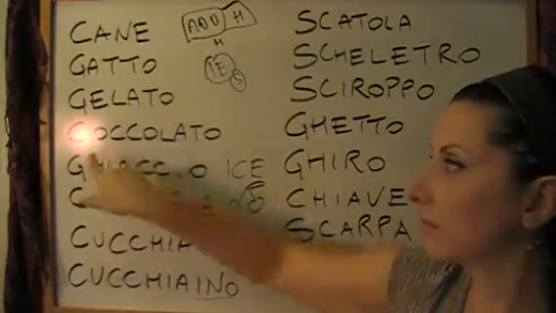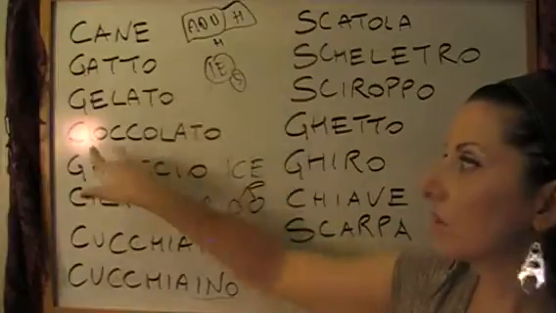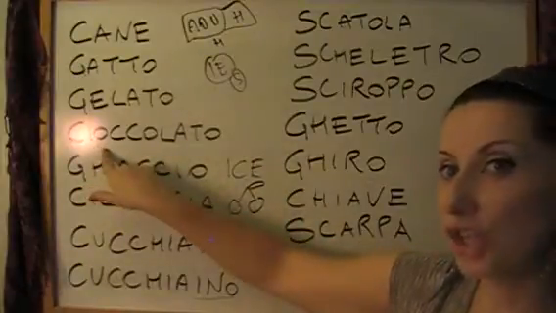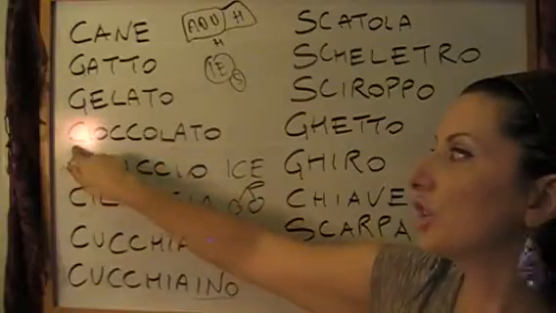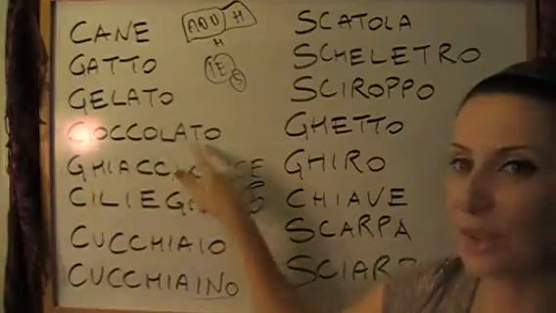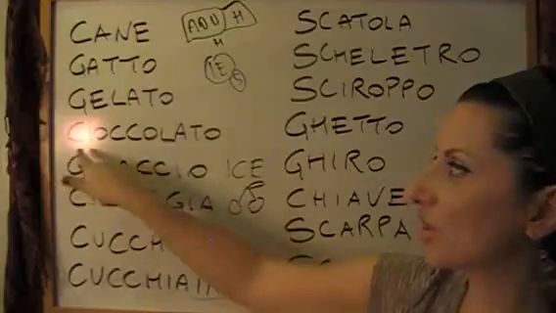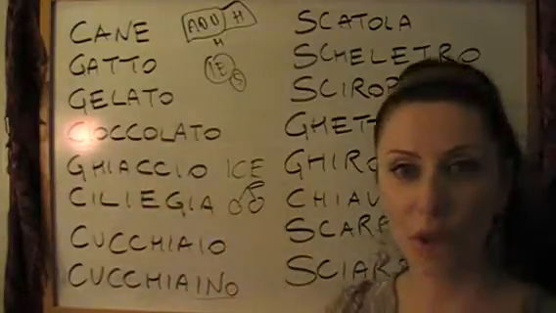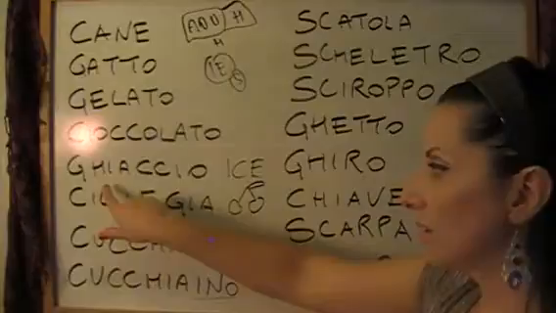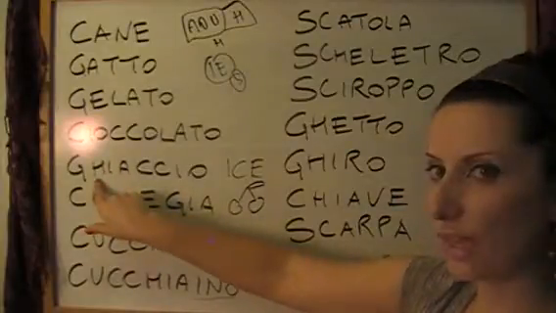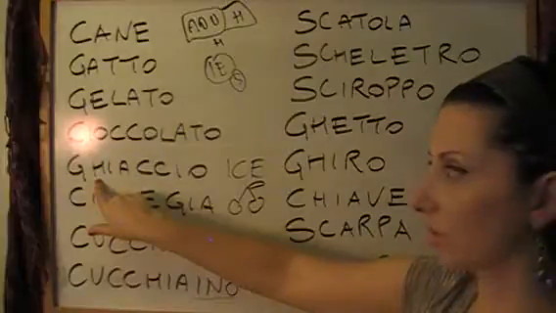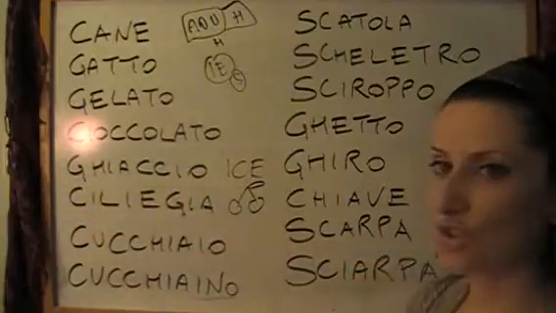Gelato. This is soft, so it's gonna be cio. This is hard, so this is co. Cioccolato. Soft, hard. Cioccolato. This is soft, but with the correction of the H, it's gonna become hard. So it's gonna be ghiaccio.